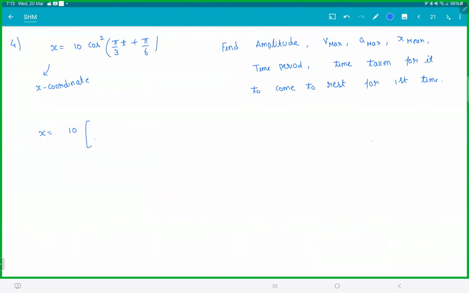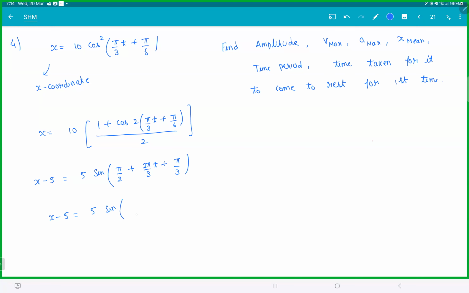So 10, what is cos square? 1 plus cos 2 theta, over 2. So x minus 5 is equal to 5, but you want sine. So cos becomes sine of 90 plus: 2πt/3 plus π/3. So x minus 5 is equal to 5 sine(2πt/3 plus 90 plus 60, that is 5π/6).